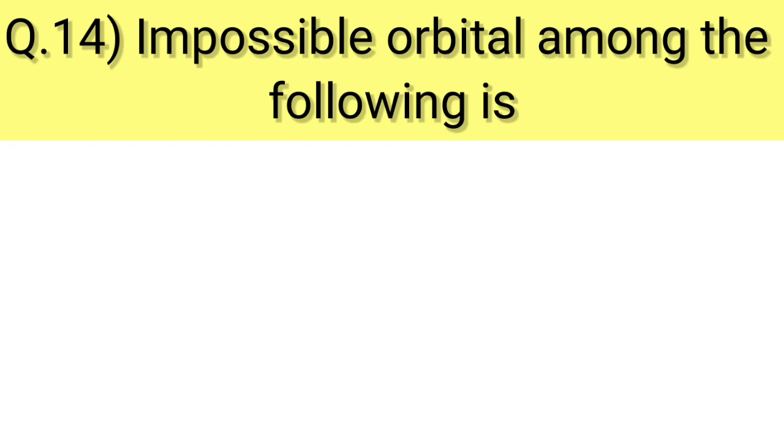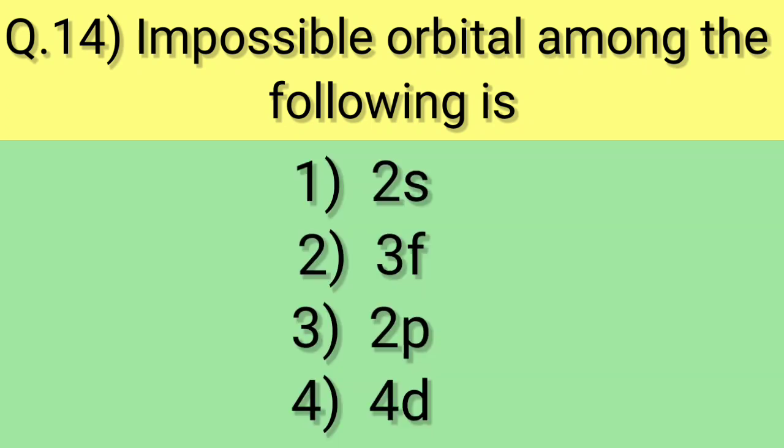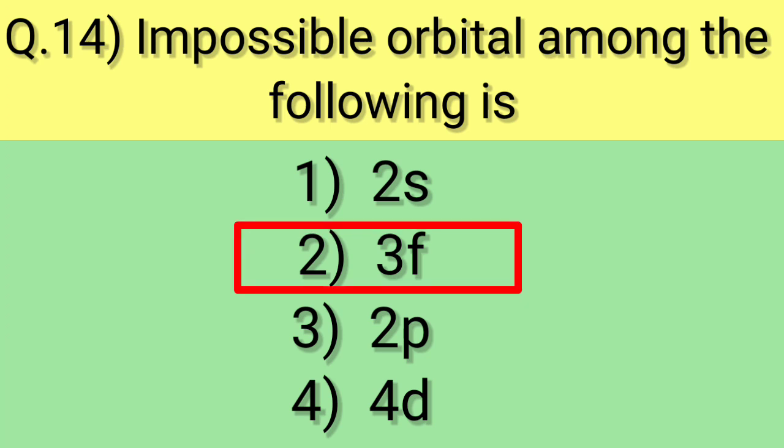The 14th question out of the 20: the impossible orbital among the following is? Which option is impossible and does not exist? 2s, 3f, 2p, or 4d. The correct option is option number 2, 3f.